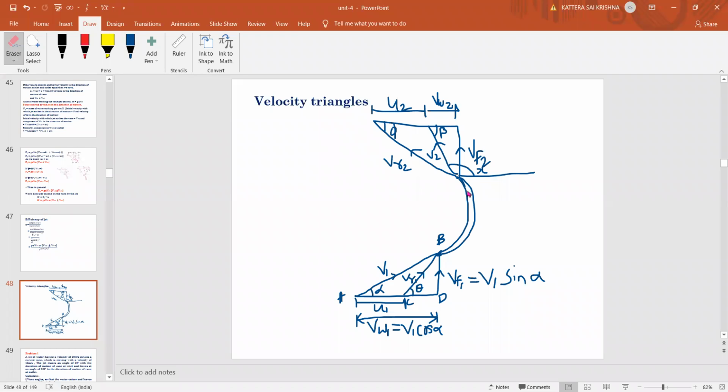This case will be when we get beta value less than 90 degrees. If beta is less than 90 degrees, after finding the beta value, you can draw this triangle. Suppose you get beta equal to 90 degrees, this point will come and connect here. So at that moment, VW2 becomes 0, right?